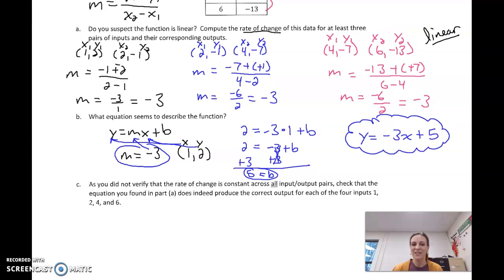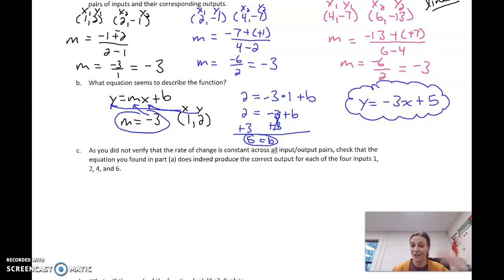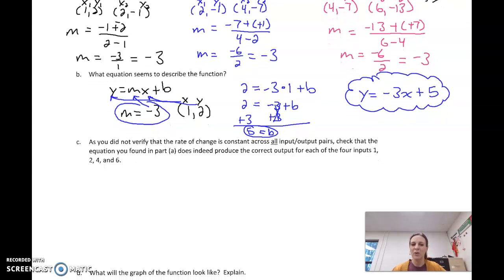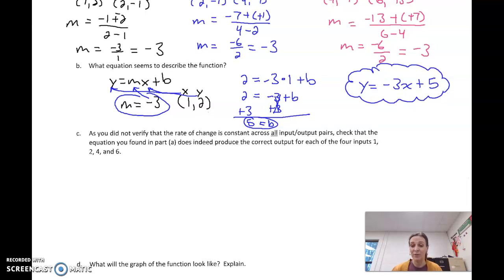It says, as if you do not verify the rate of change is constant along all inputs and output pairs, because we didn't jump around there, check that the equation you found in part A does indeed produce the correct output for the 4 inputs. I'm not going to do all 4, I'll do a couple of them. Okay, so let's start with x equals 1.